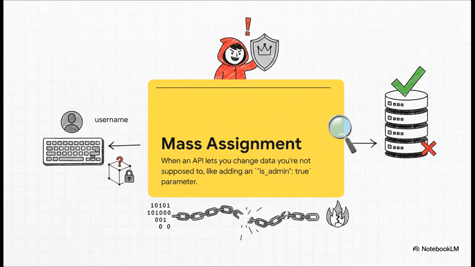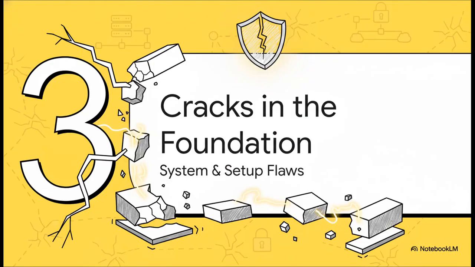And attackers can take this a step further by exploiting that overeager helpfulness. Let's say you're just trying to change your username. What if you could sneak in an extra, hidden instruction into that request? Something like, is admin true? Well, mass assignment is when the API blindly accepts that extra data, and just like that, you've promoted yourself to an all-powerful administrator.